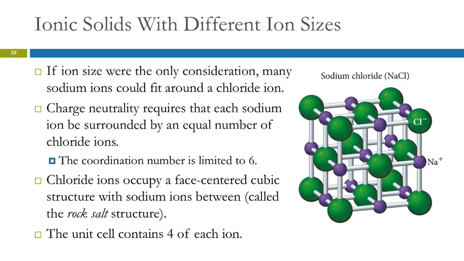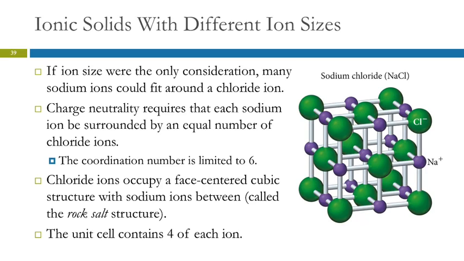If we looked at something like sodium chloride, where the sodium ions are significantly smaller than the chloride ions, if we didn't have to worry about charge, if we only looked at ion size, we could fit a lot of these little purple balls around the green ones. We wouldn't have to have a 1-to-1 ratio. We could fit a whole bunch of these in there and pack things in tighter. But we do have to consider charge neutrality.